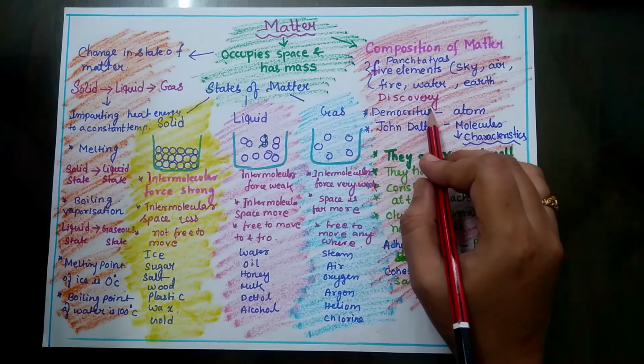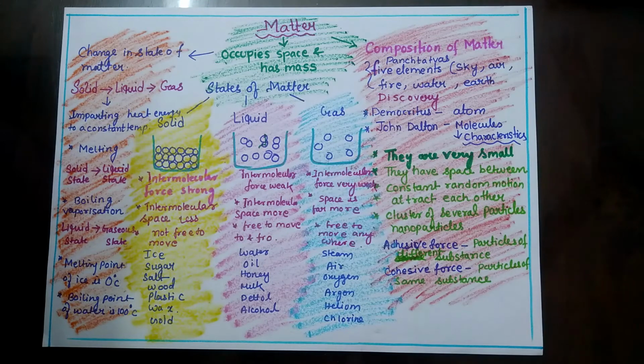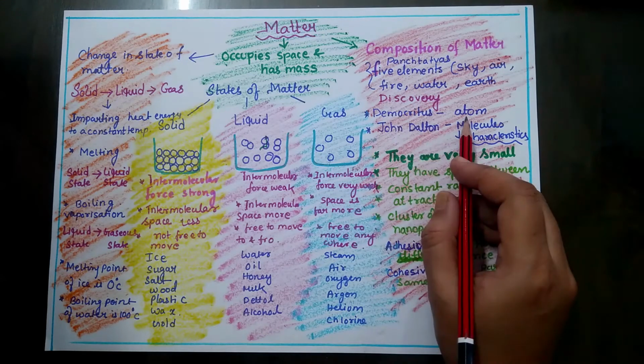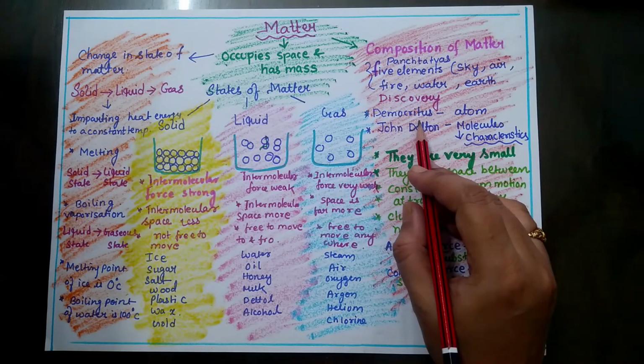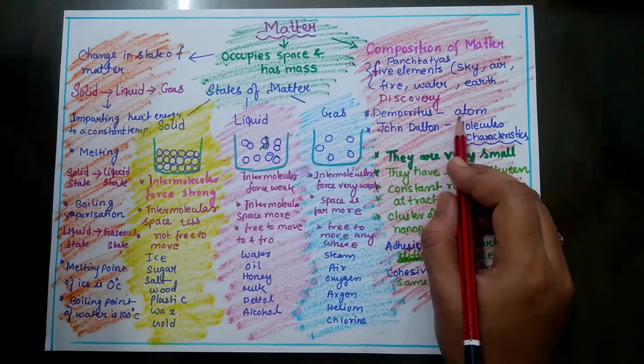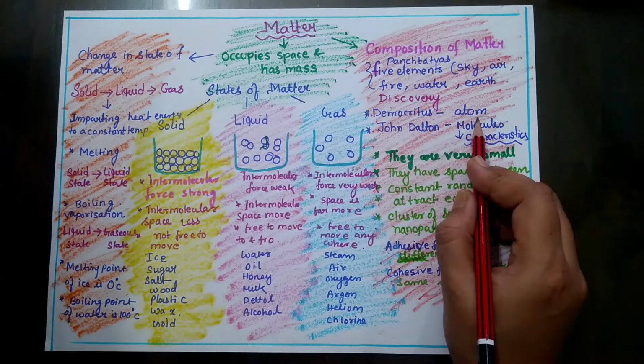Now let's talk about the discovery of matter. The scientist Democritus gave the name atom to the smallest particle of matter. Matter is composed of tiny particles known as atoms. These particles are so small that they cannot be seen with our naked eyes. But an atom does not exist free in nature.